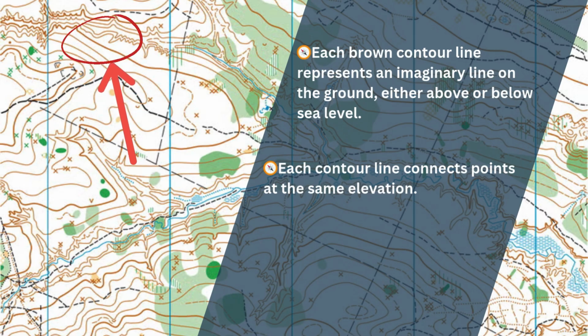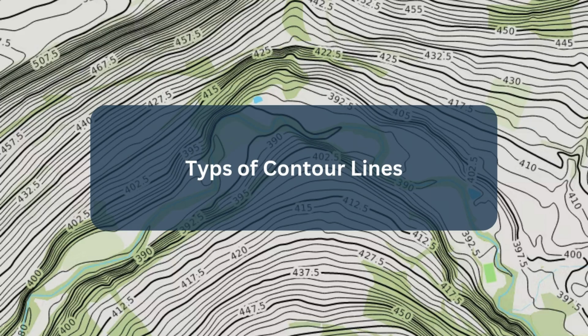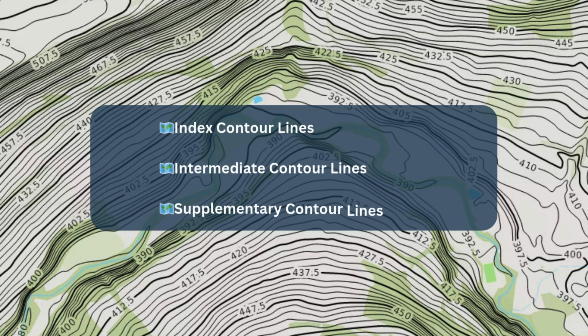In other words, if you were to walk along a contour line in real life, you would stay at a consistent height the entire time. These lines help us visualize the vertical distance between different parts of the terrain, such as slopes, depressions, ridges, cliffs, and other topographical features. They provide a useful tool to understand the shape and elevation of the land without leaving the map. As we begin to explore topographic maps, it's important to understand the three main types of contour lines that help us interpret elevation and terrain.